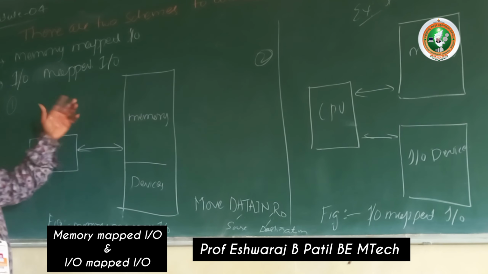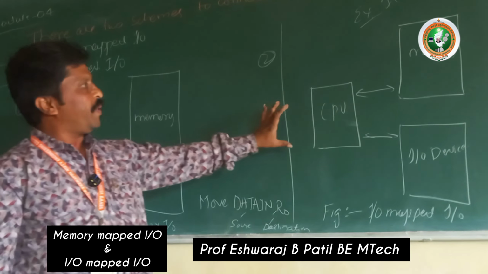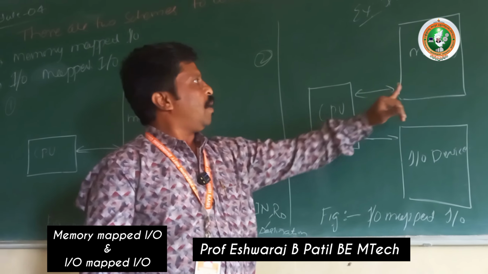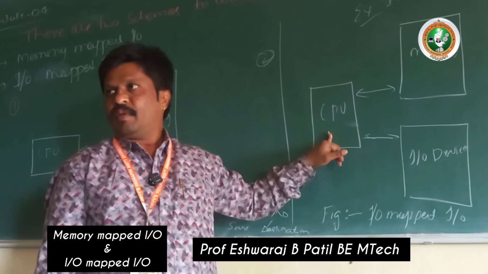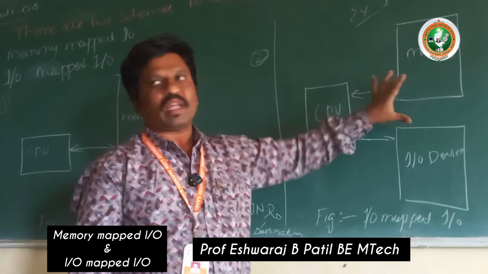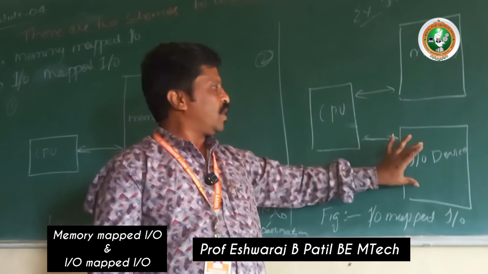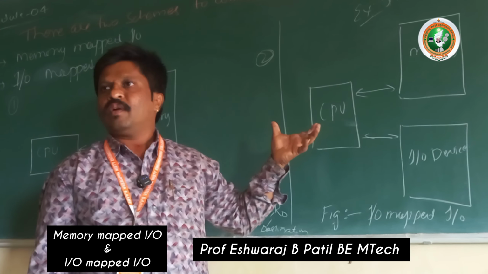This is all about the memory mapped IO. Come to the IO mapped IO. In the IO mapped IO, we have two separate buses in order to communicate the memory with the processor, and also the IO devices with the processor. For this purpose, we have two sets of instructions. One is the memory related instruction set, another is the IO related instructions, in order to communicate with the processor. Okay.